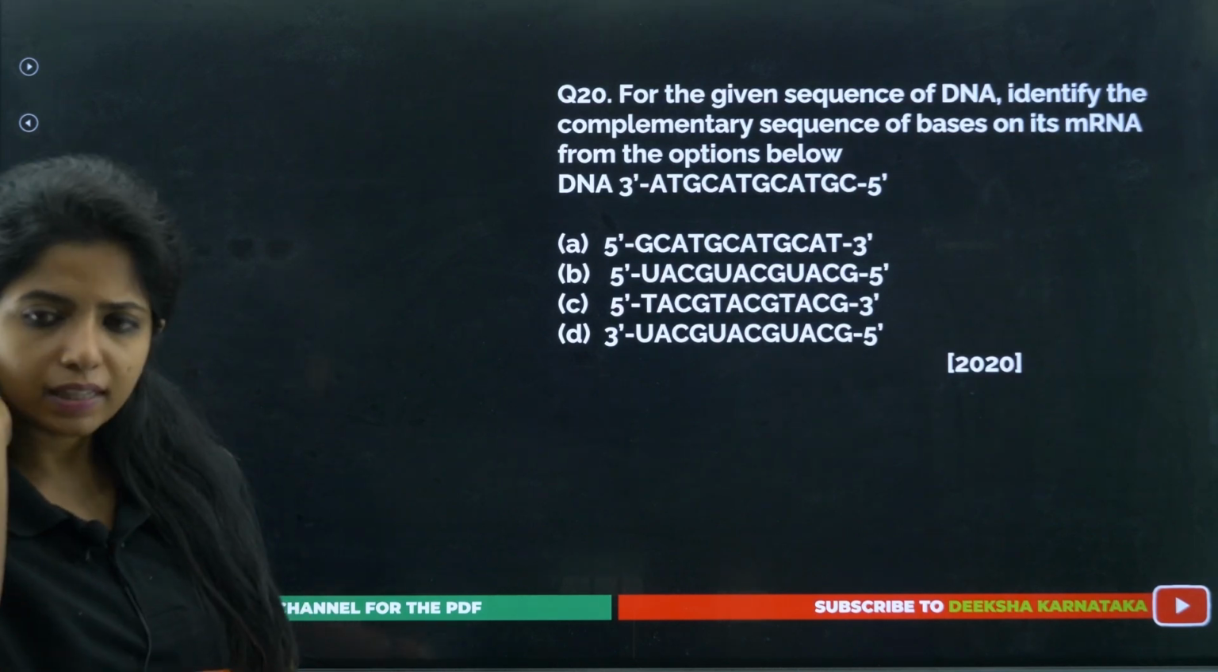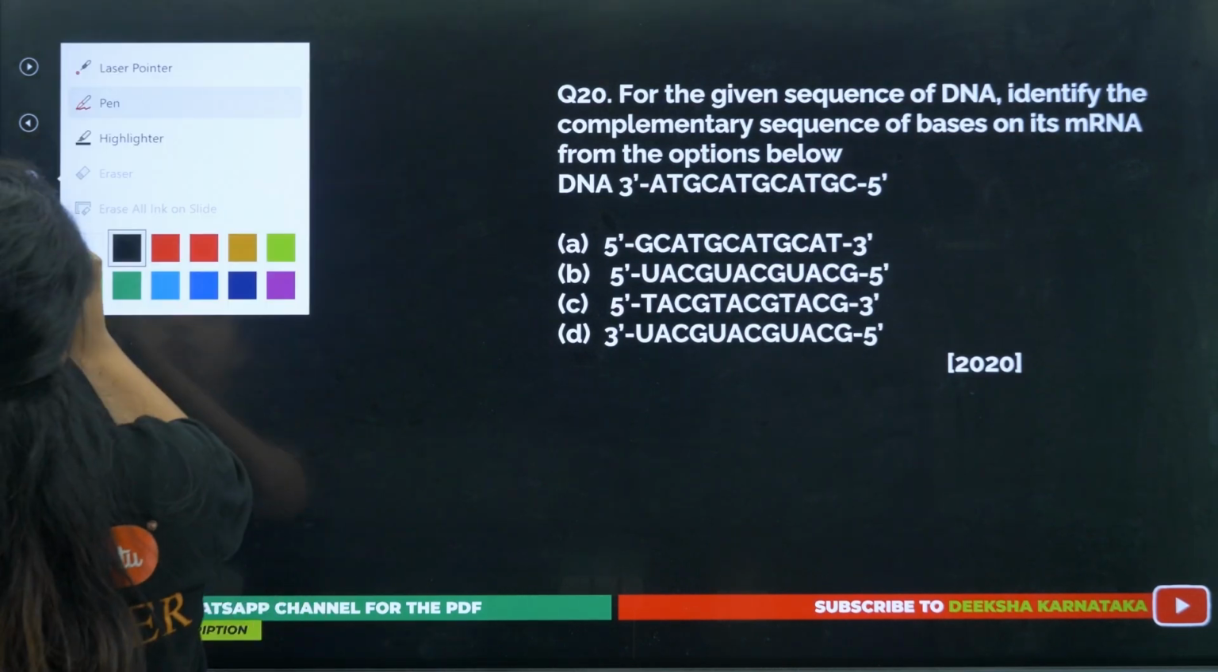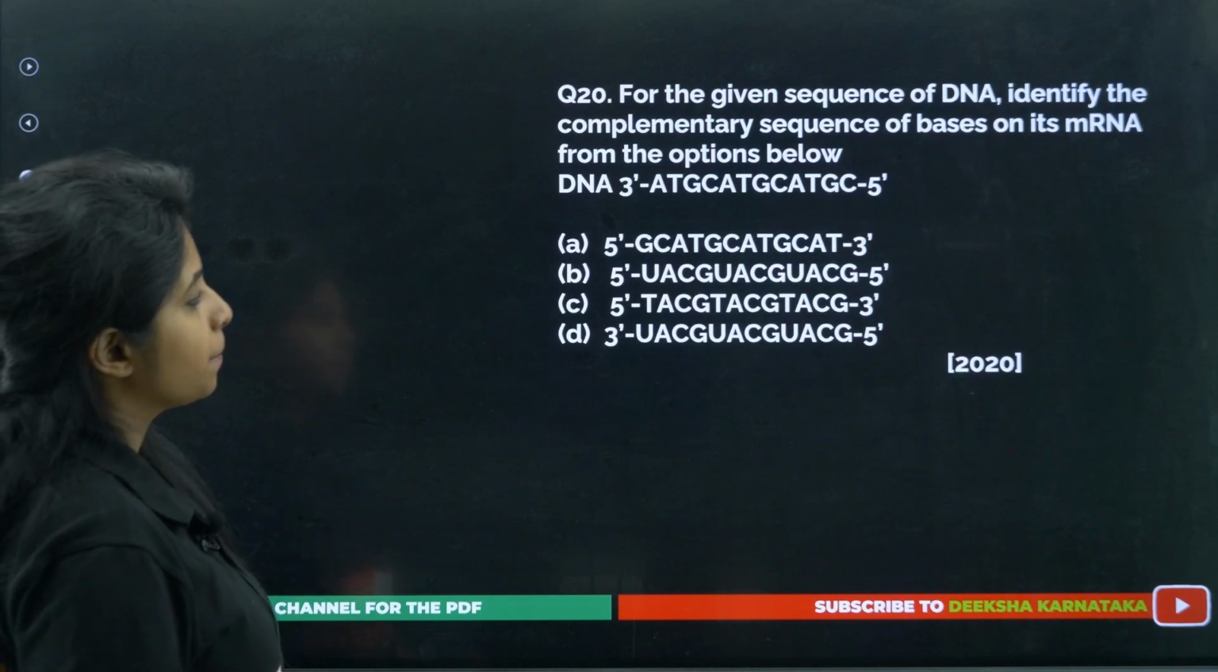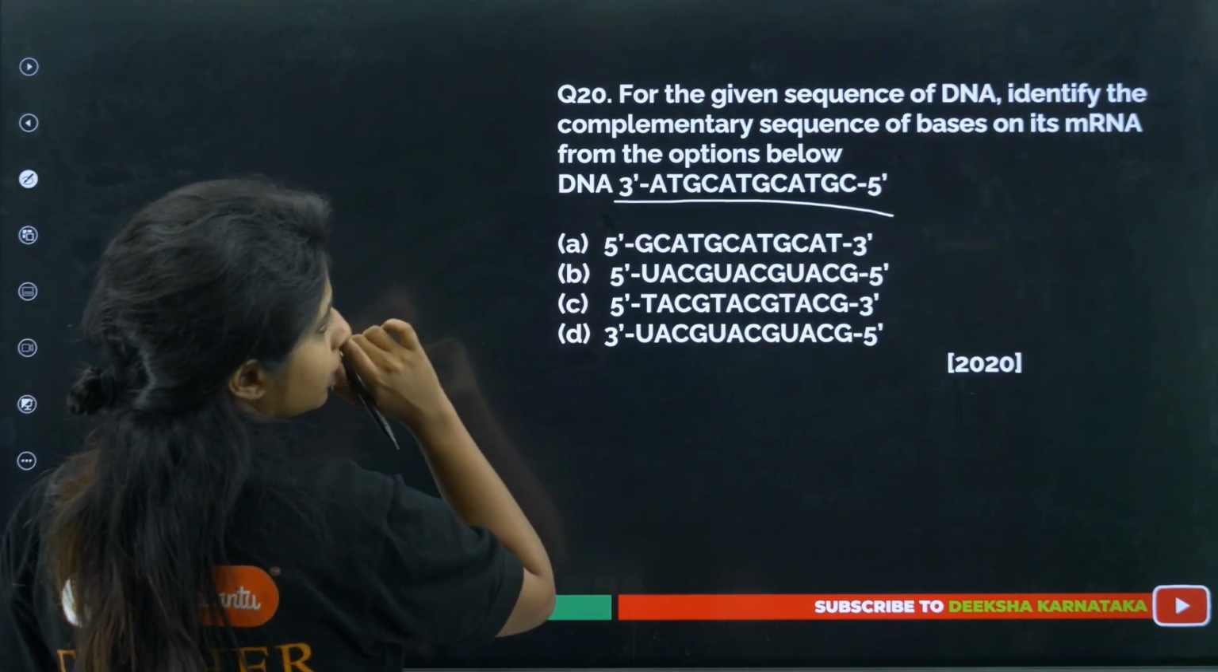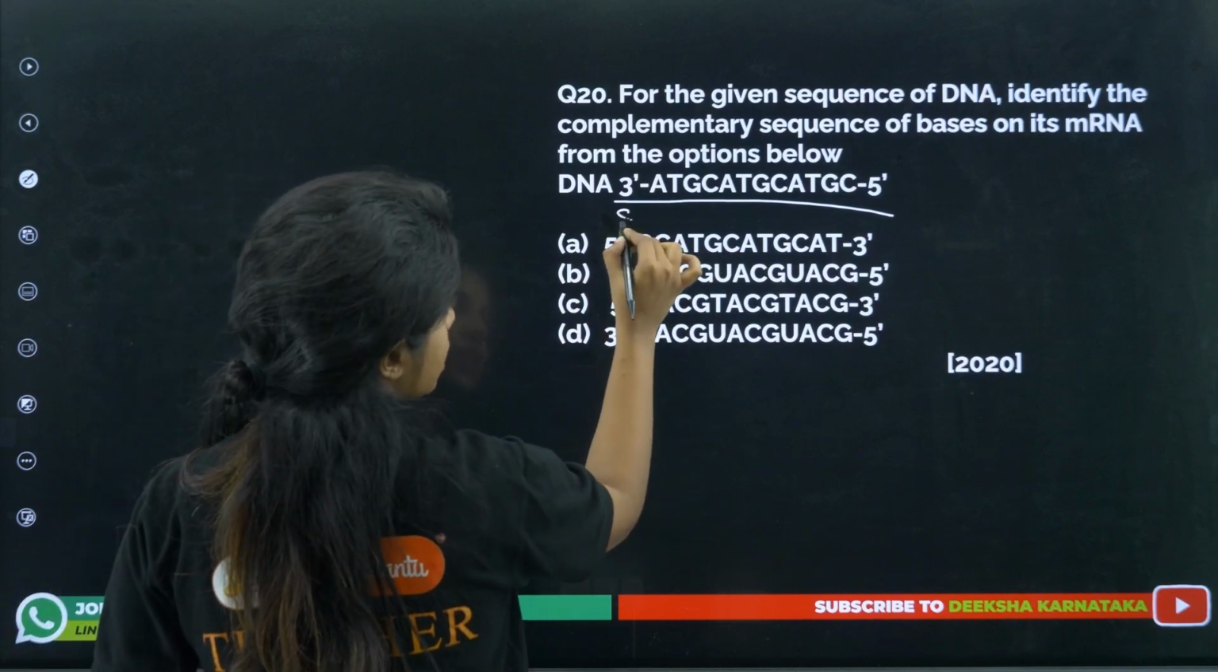Same question, I think. They have just changed the option and this came in a separate year. So this is the sequence that we have. We have to make a complementary strand of it, then only we can make an mRNA. So this has to be 5'.